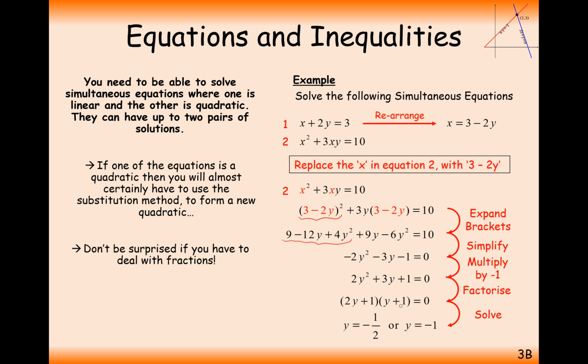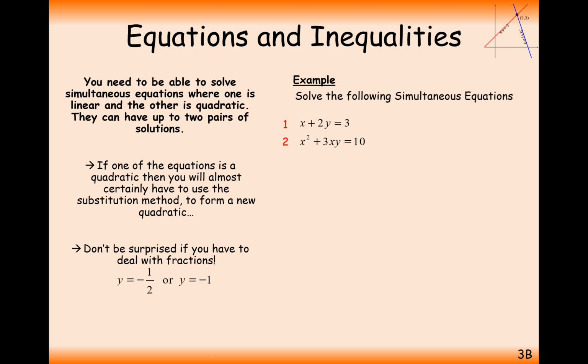So here we're going to get two solutions for our simultaneous equations, effectively two pairs of solutions. Now what we need to do now is plug back in the y equals minus a half into one of these top equations and y equals minus 1 into one of these top equations. Okay, so we've got these two values for y. So what we'll now do is we'll plug each of these values for y into the easiest of these simultaneous equations, probably the first one there.